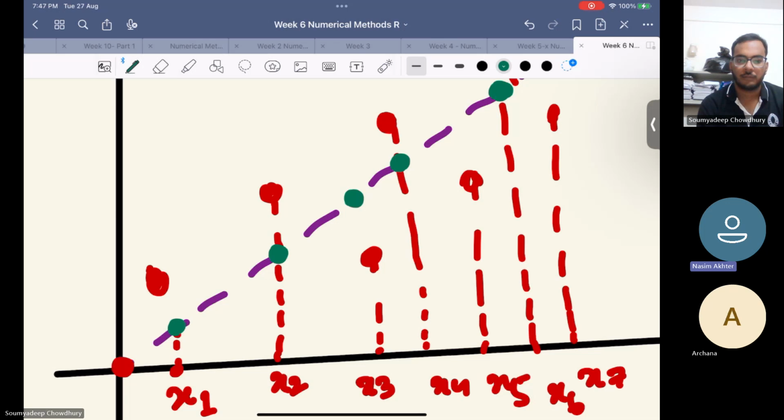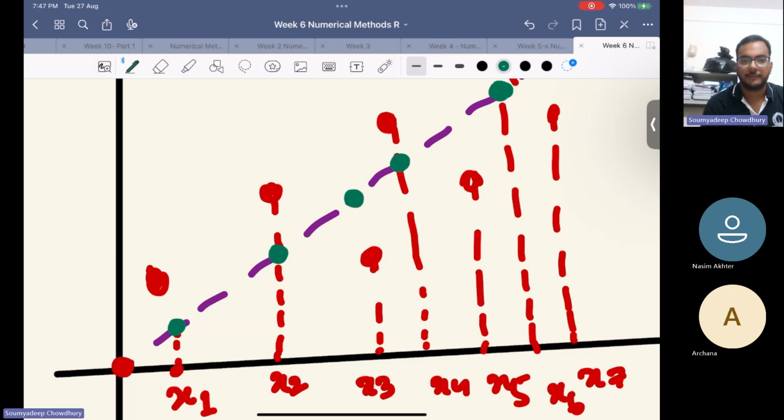Okay, understood. It is greater, so the error will be positive. At x2, can you tell me, Archana, whether the error is positive or negative? It's positive only, sir.